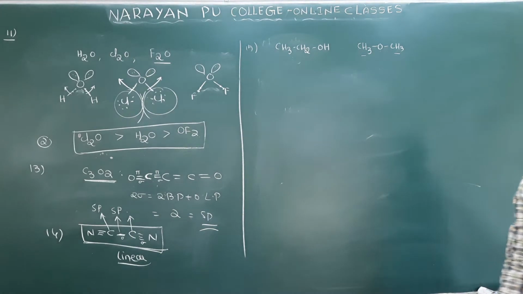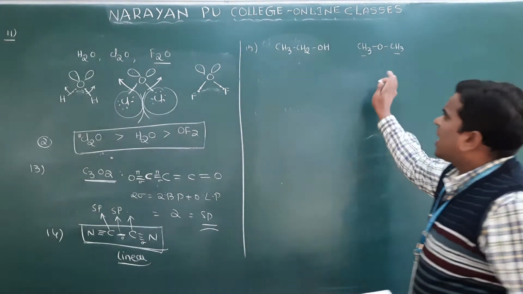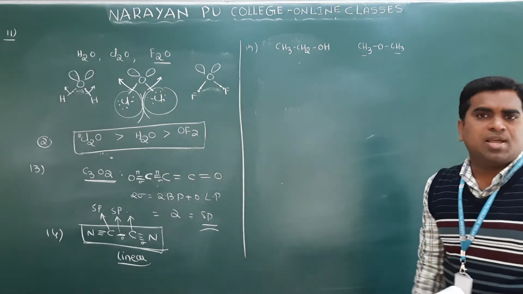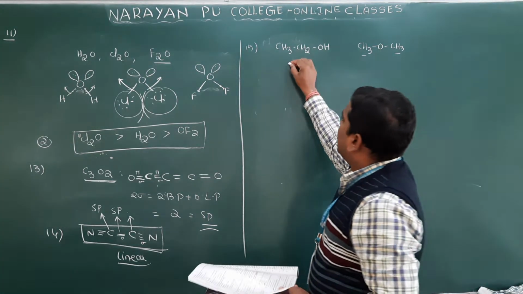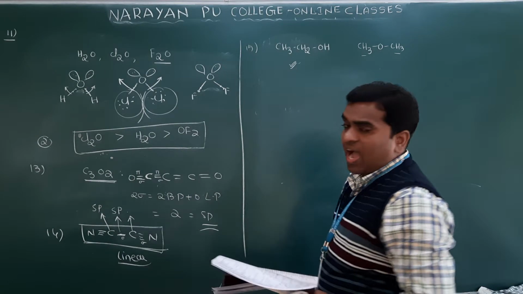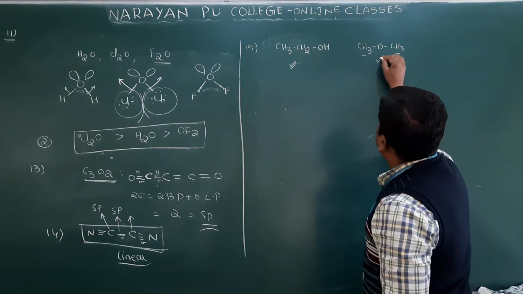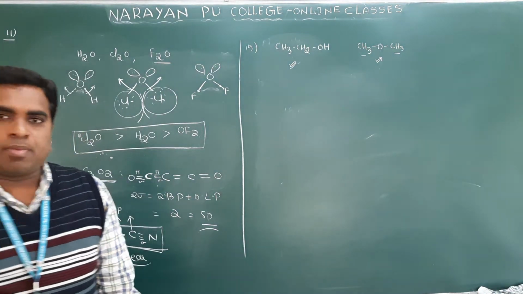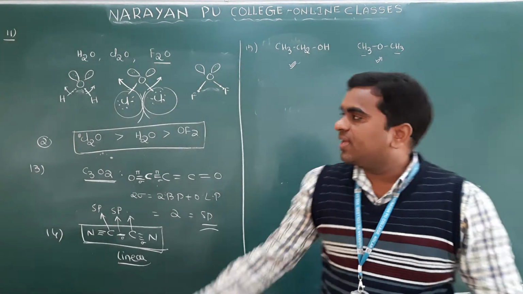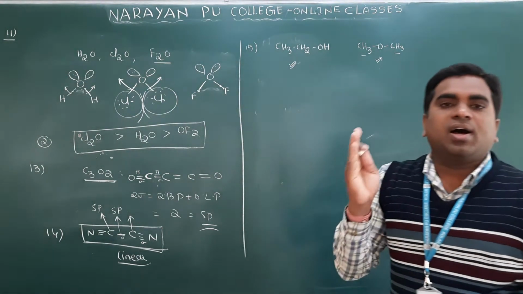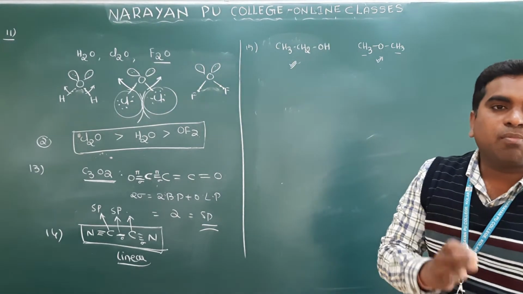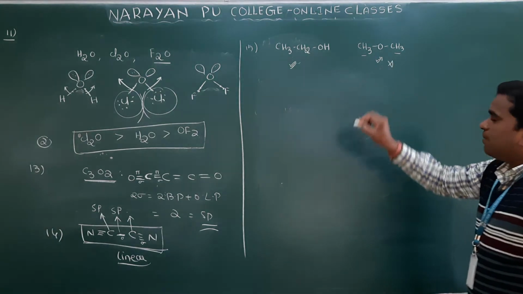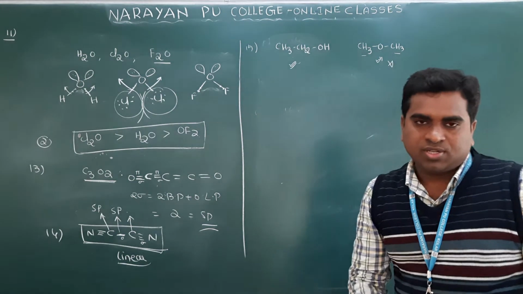OH is there, so it is an alcohol. Both have almost the same molecular mass. If you calculate, they have almost the same molecular mass, but ethanol has a higher boiling point than the ether. What is the reason they are asking? Clear, my dear? You know that ethanol molecules can form hydrogen bonding, intermolecular hydrogen bonding, whereas dimethyl ether does not. Clear?